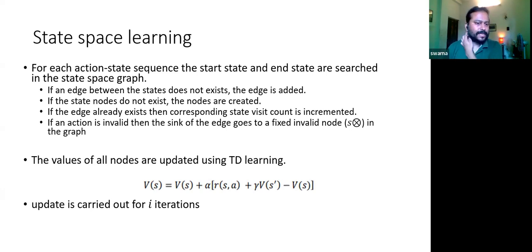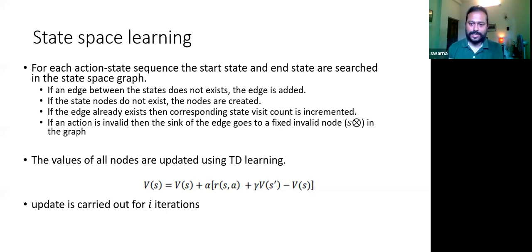The logic is like this: let's say there are 10 different states in the trajectory, S1 to S10. Now we'll take the first two states, S1 and S2. S1 will be one node in the state space graph, and S2 will be another node in this state space graph. If both the nodes exist in the graph and no edge exists between them, then an edge will be added. The edge represents the action.